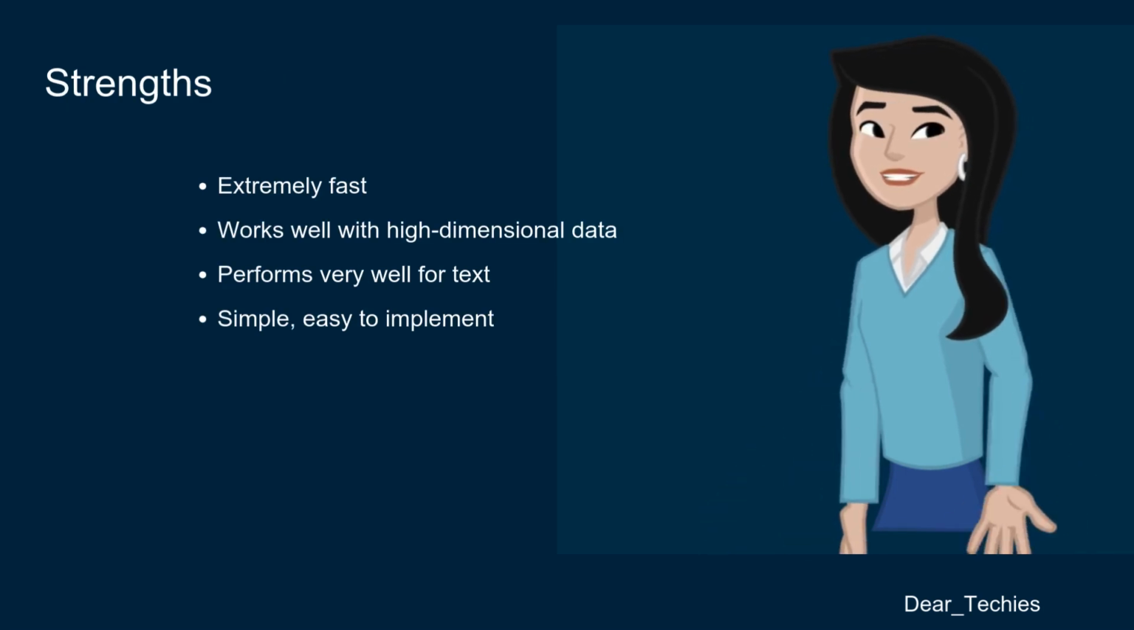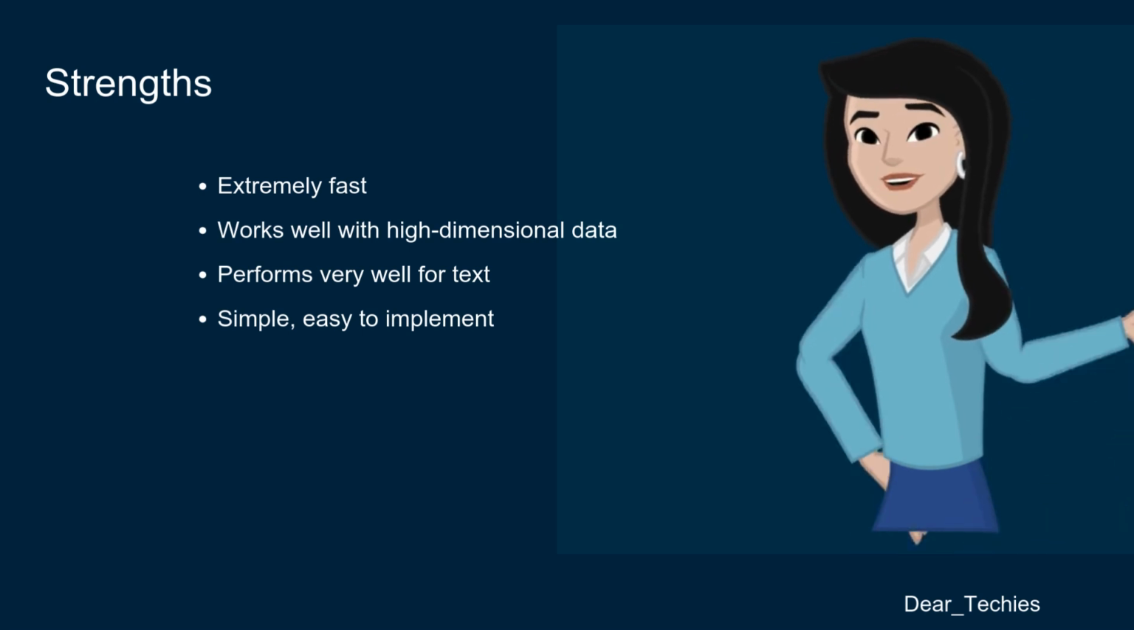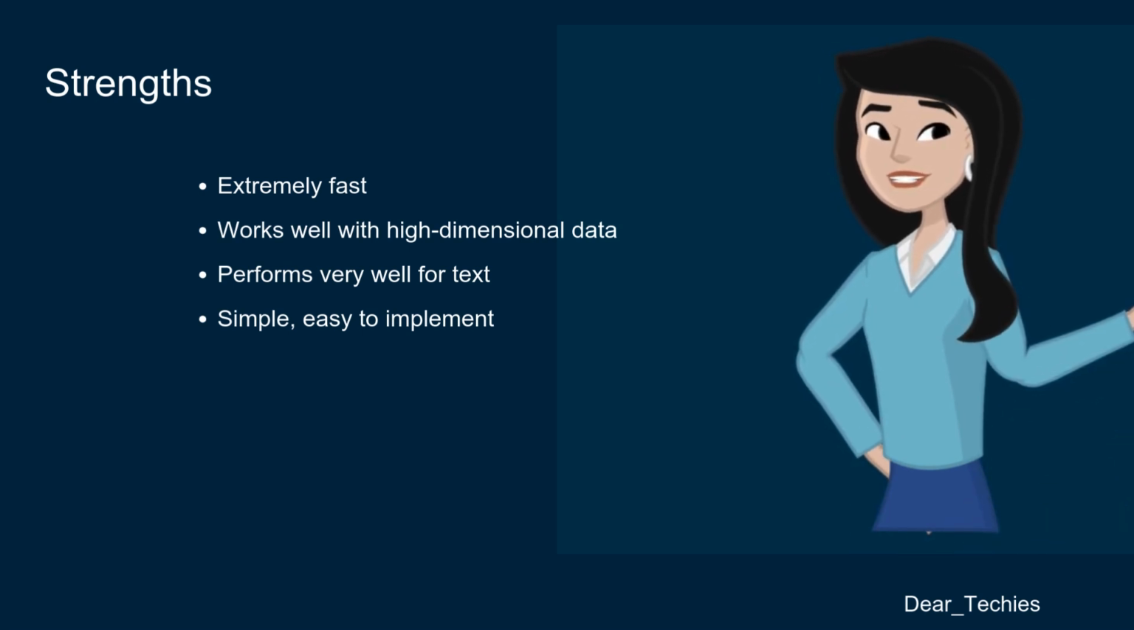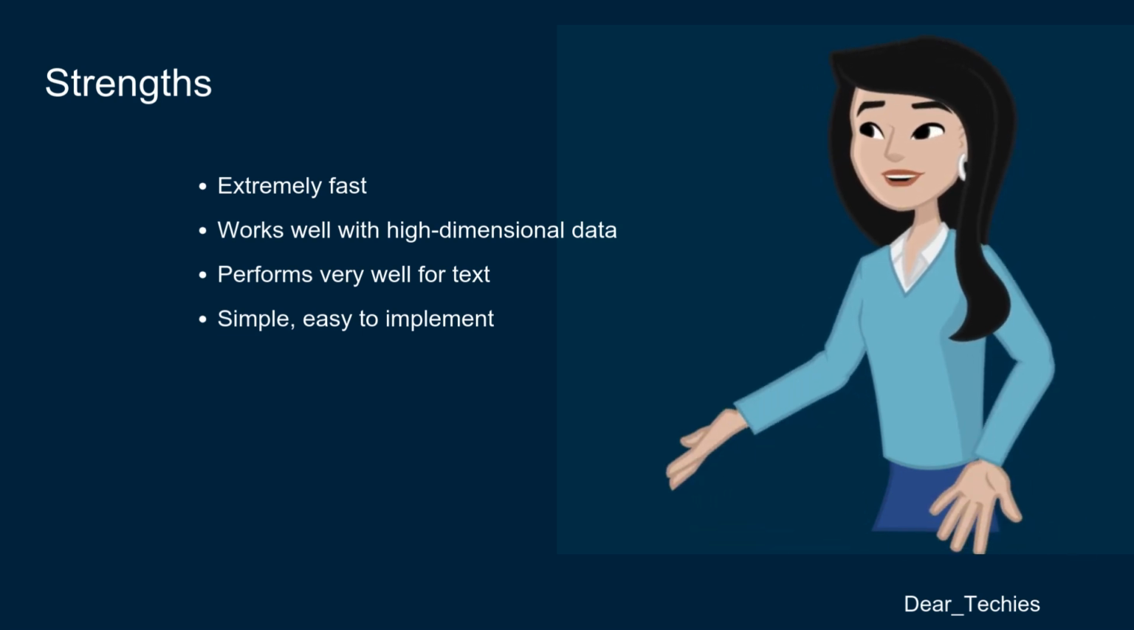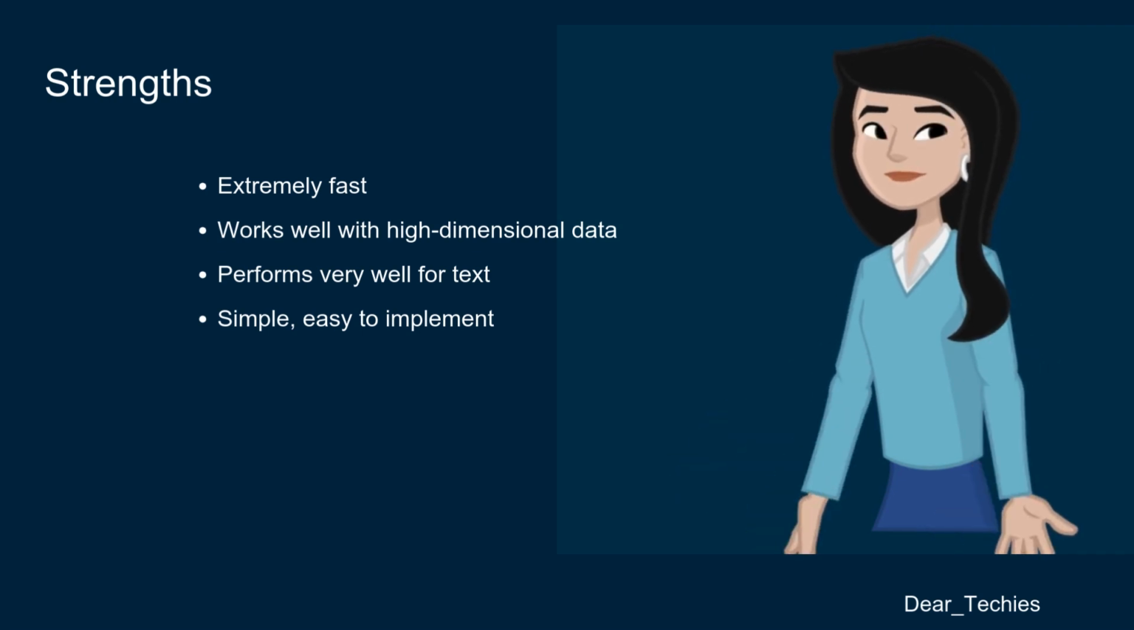Naive Bayes is extremely fast because it only needs simple counts and multiplications. It works very well when the number of features is large, especially with text data. It is one of the easiest algorithms to train.